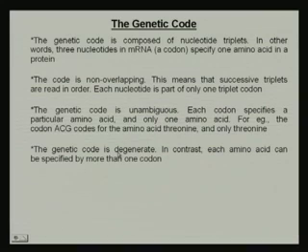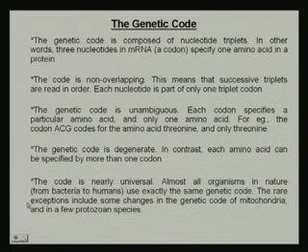The genetic code is degenerate. In contrast, each amino acid can be specified by more than one codon. The code is nearly universal in nature. Almost all organisms in nature, from bacteria to human beings, use exactly the same genetic code. The rare exceptions include some changes in the genetic code of mitochondria and in a few protozoan species.